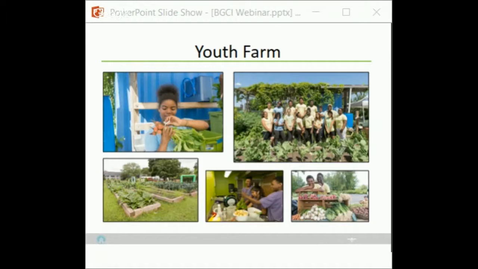Hands-on components are supplemented with the Roots of Success curriculum, which is an environmental literacy and work readiness curriculum that addresses issues of environmental justice. And they also learn healthy eating habits and culinary skills. They prepare shared meals together from the produce that they grow.